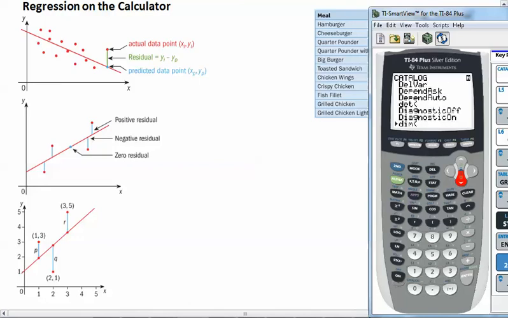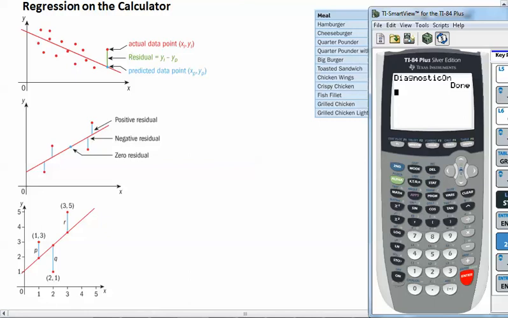Okay, there it is, diagnostic. So I'm going to turn the diagnostic on. Now what that does is you have to push enter. Now it'll say done. Keep pushing enter until it says done.